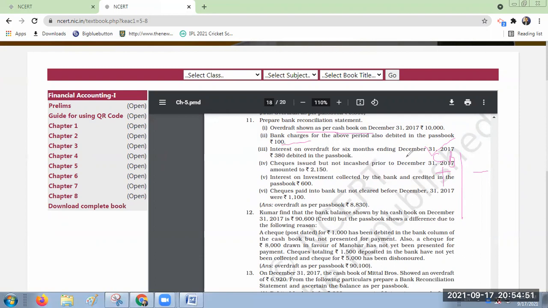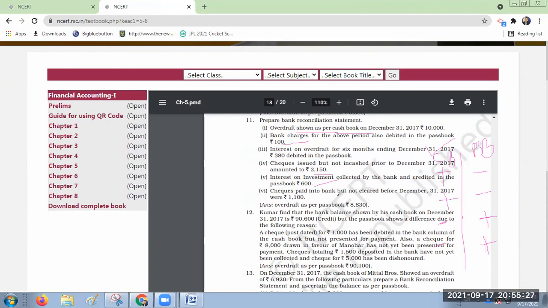Interest on overdraft for 6 months ending December debited in the passbook. Debited in the passbook means minus. This side plus, so you have to add. Checks issued but not encashed prior. Checks issued means here immediately minus, here plus. Minus, that is why you are going to deduct. Interest on investment collected by the bank and credited in the passbook. Credit in the passbook means plus, this side minus. So you have to deduct this amount.